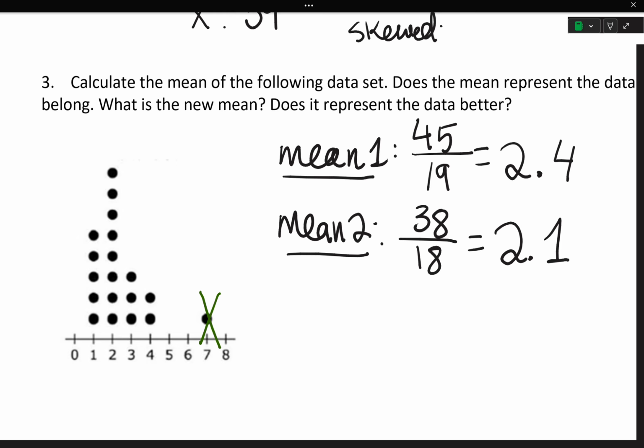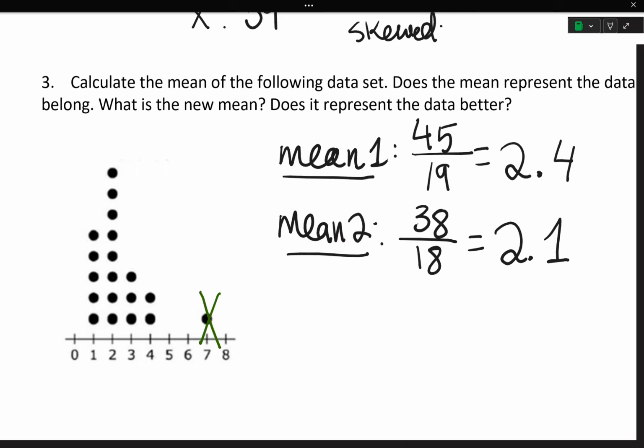Just from looking at it, we could make an easy guess that the mean should be around 2. So which of these means represents that guess or the data a little better? It's mean 2. Just by looking at it, you can tell that the average is going to be 2. And when we calculate it, it gets even closer to 2 when we take away a number that doesn't fit.